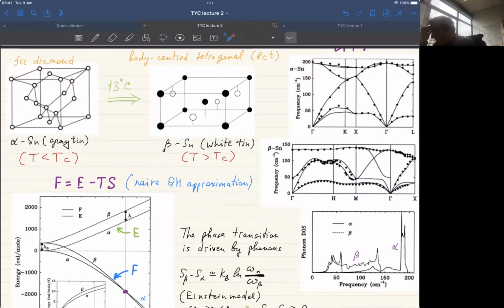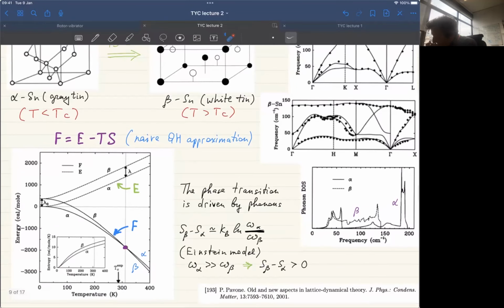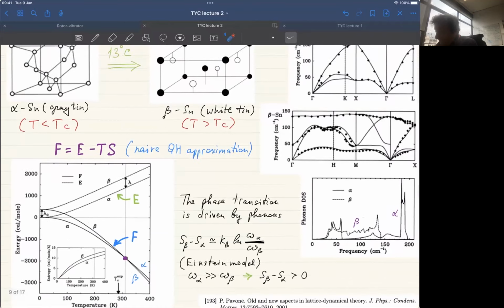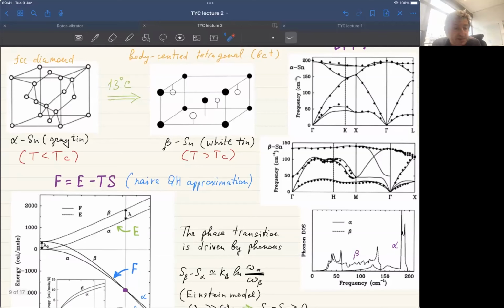Here you can see another example, a rather old example. I think there's a reference to 2001 from an Italian group of a phase transition from FCC diamond structure of tin, so-called alpha tin, to the body-centered tetragonal structure of tin at higher temperatures. The transition happens at 13 degrees centigrade.